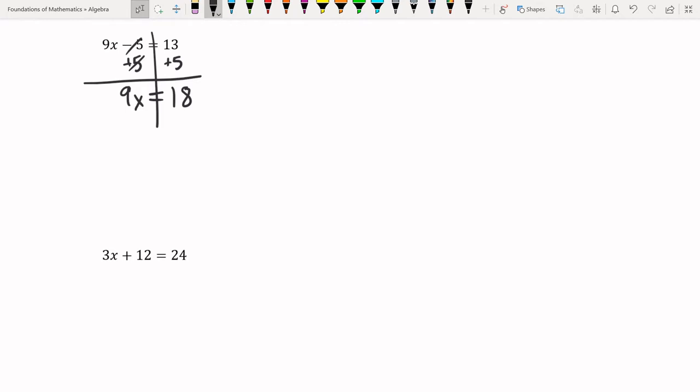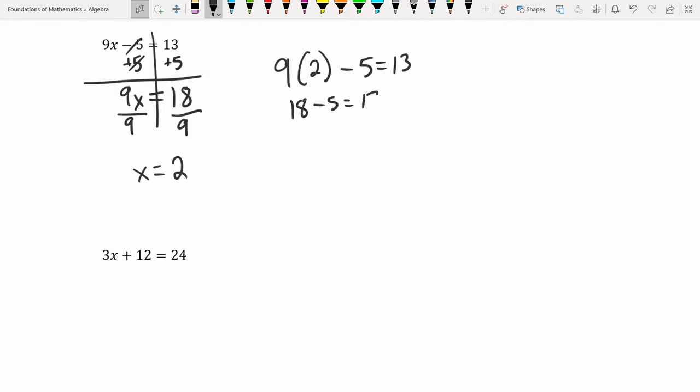9 is multiplying x. How do we get rid of a multiplication? We do division. We divide by 9. 18 divided by 9 is 2. You can always check your work. 9 times 2 minus 5 equals 13. And just use PEMDAS. 9 times 2 is first. That gives you 18 minus 5. And 18 minus 5 is 13. That's a true statement. Therefore, we know x equal to 2 is the correct answer.